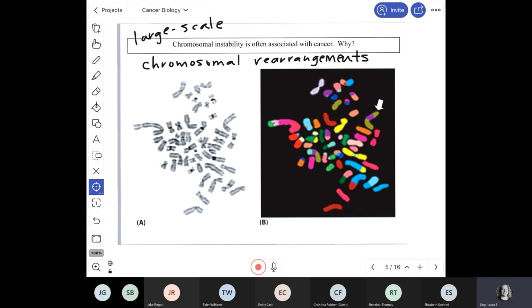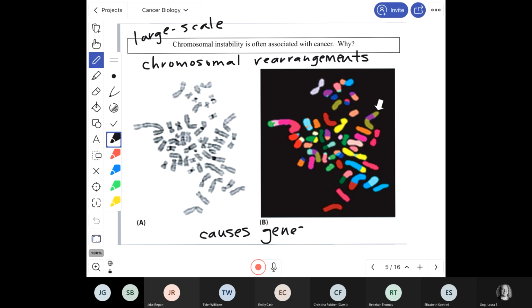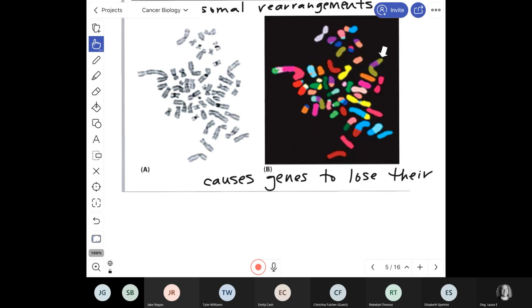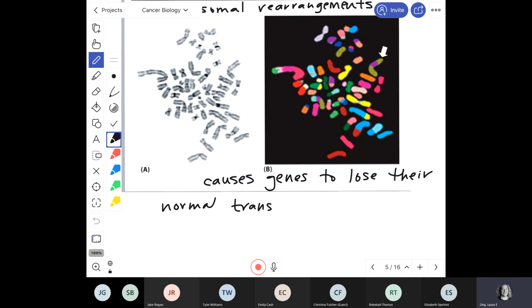So having this happen, and having that many breaks and reconstruction in chromosomes, what that's going to do is cause genes to kind of lose their control regions. Or let's just say it causes genes to lose their normal transcriptional controls.